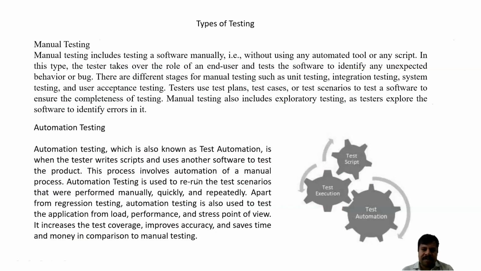This process involves the automation of manual process. Automation testing is used to rerun the test scenarios that were found performed manually, quickly, repeatedly. Apart from the regression testing, automation testing is also used to test the application from load, performance, and stress point of view. It increases the test coverage, improves accuracy, and saves the time and money in comparison to manual testing.